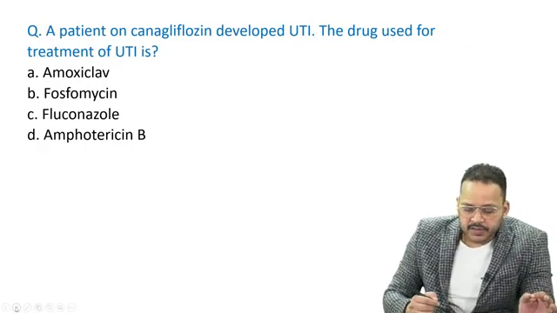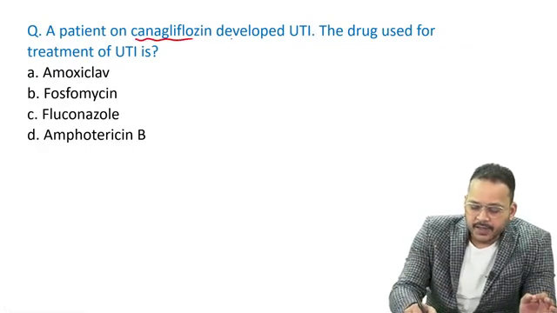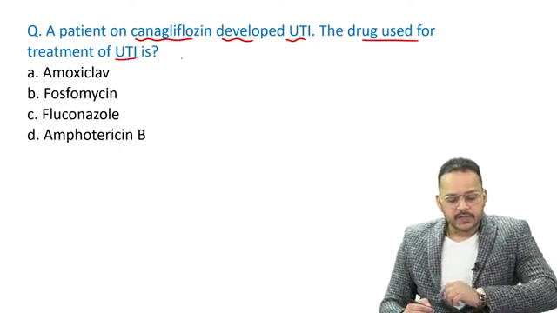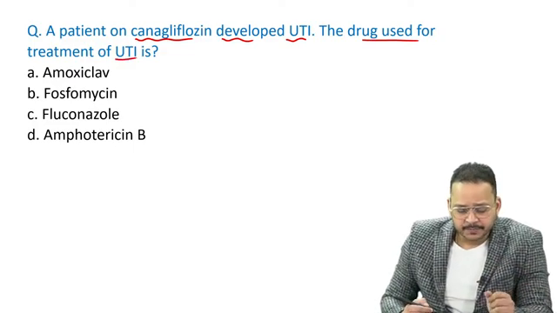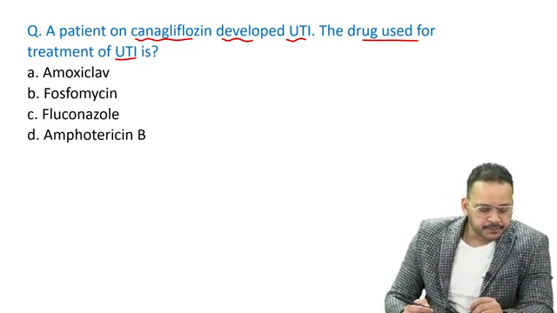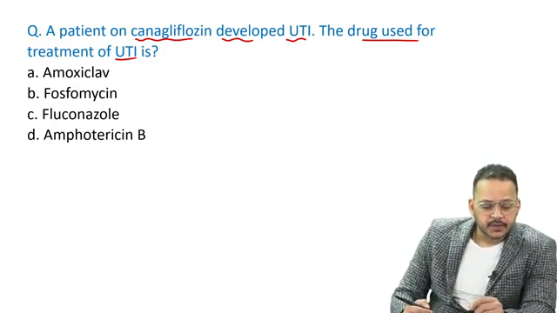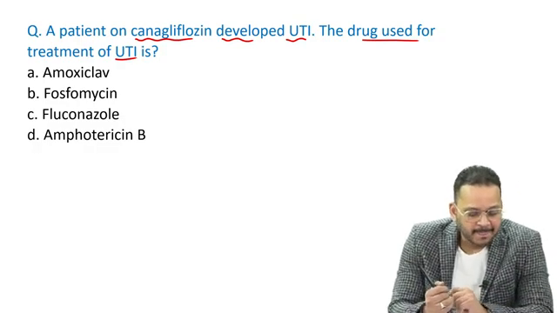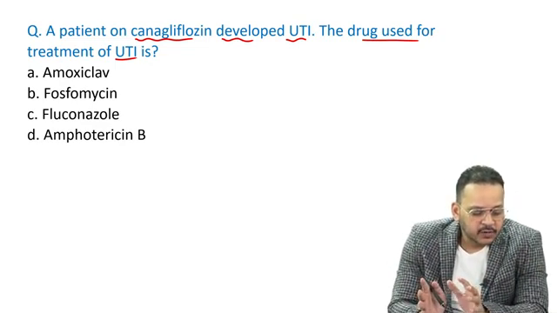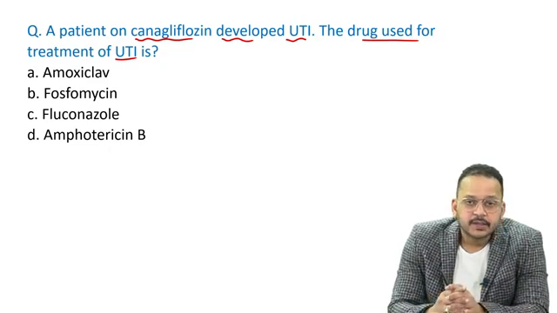Next MCQ, guys, a patient on canagliflozin developed UTI. The drug used for treatment of UTI is amoxiclav, that means amoxicillin clavulanic acid, fosfomycin, fluconazole, amphotericin B. So what is the answer, guys? Amoxiclav, fosfomycin, fluconazole, amphotericin B. Right, so this MCQ will separate the top rankers from the other rankers. It's not a difficult one, guys.